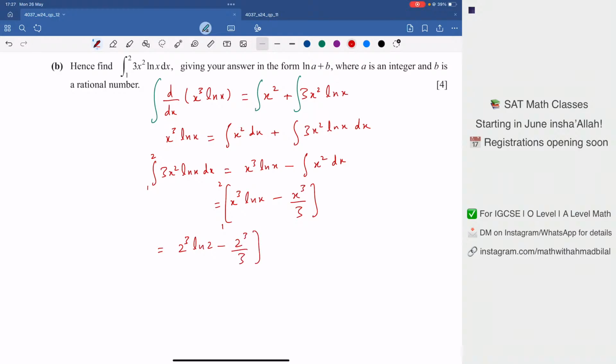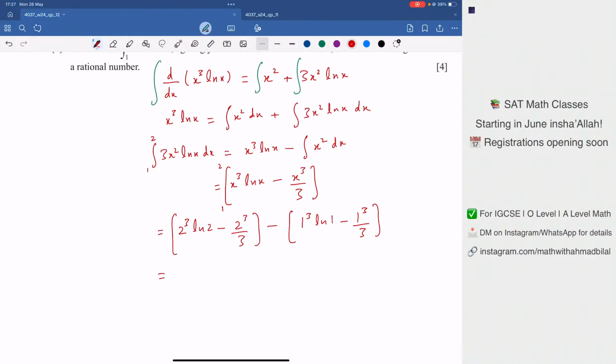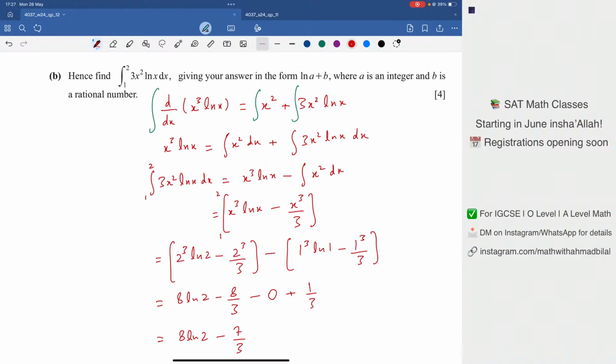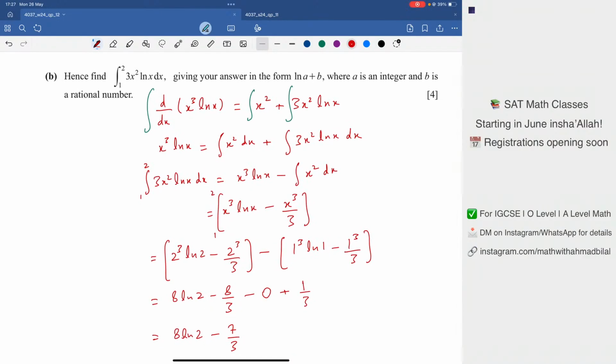Subtract from this the case when you input x equal to 1, and that gives us 1 cube into ln of 1 minus 1 cube over 3, and that simplifies to 8 ln 2 minus 8 over 3 minus ln 1 is 0, so that just becomes 0, plus 1 over 3. Simplify this and you get 8 ln 2 minus 7 over 3. They wanted this form in which a was an integer and b is a rational number, so that's fine.